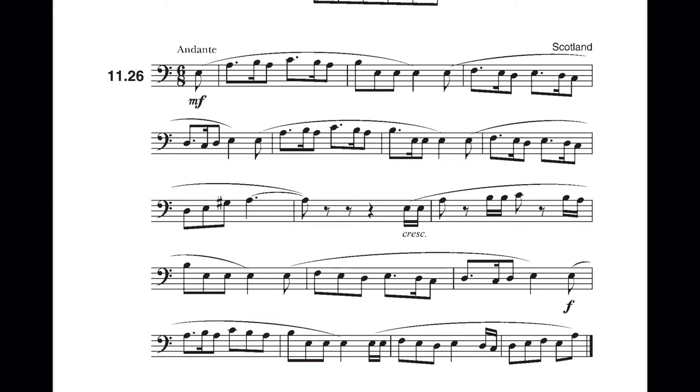This melody also features the dotted eighth note, sixteenth note rhythm. This would be the ta, ta, ta pattern.